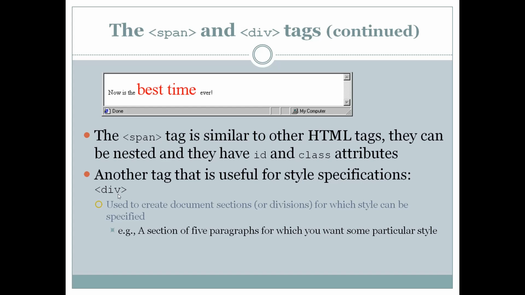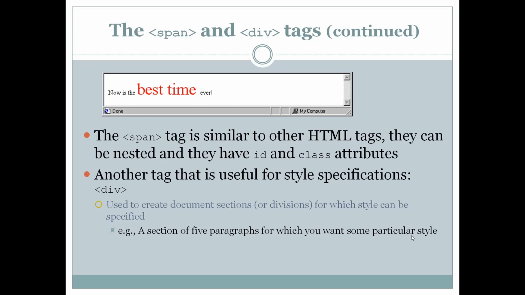A top section may have a different font style or different presentation style. A middle section may have a different presentation style, and the last section, that is the bottom section, may have a different presentation style. So a complete document can be divided into separate sections by using a division tag. So the div tag is used to create document sections for which style can be specified. For example, a section of 5 paragraphs for which you want some particular style, and then you can have some more paragraphs in a second division tag.